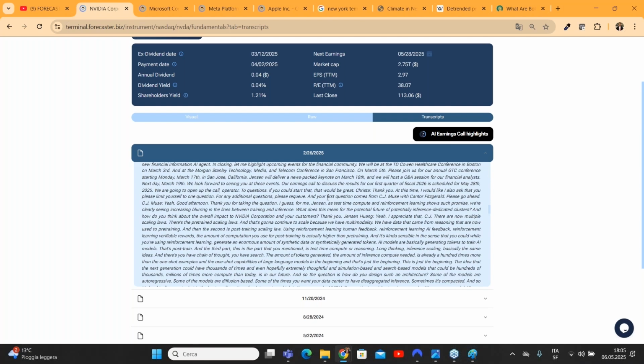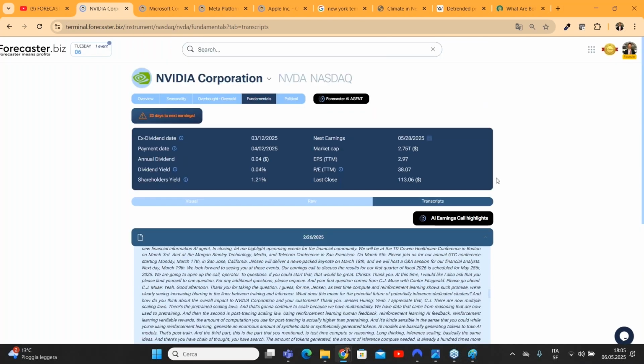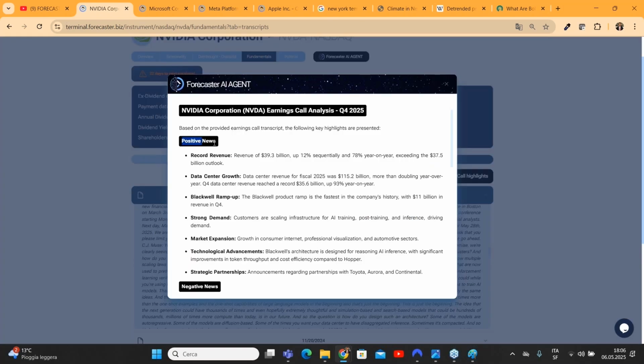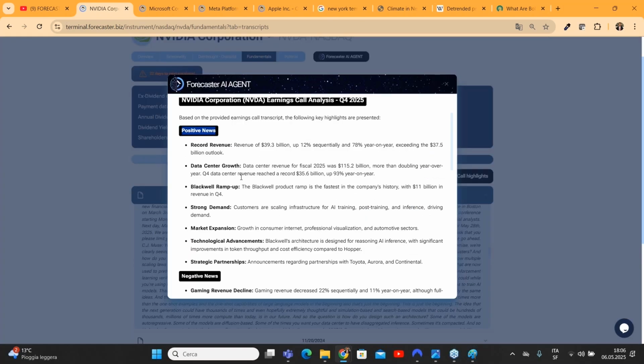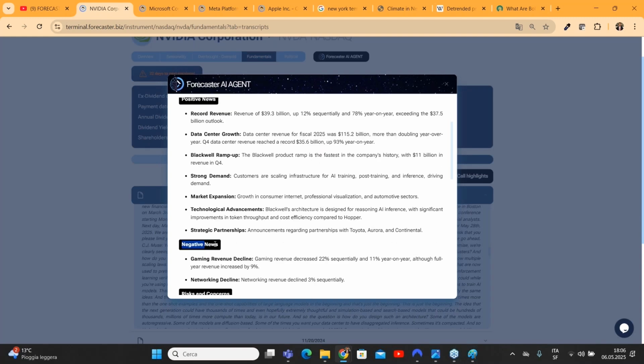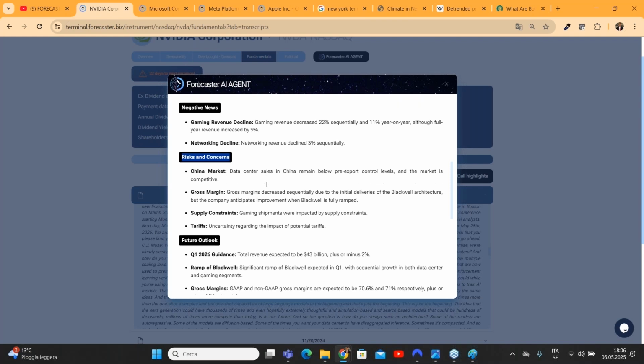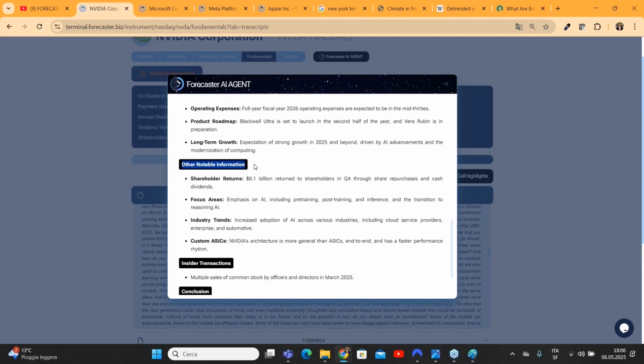In this case, just by clicking the button, you can ask the AI agent to give you a summary of the whole transcription, and you will have the positive news, the negative news, the risks and concerns, which is a very important section because the management must tell you which risks and concerns they see for the future, and of course the future outlook, the notable information, and everything you need to know about what the management said.